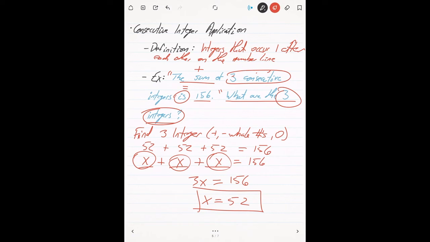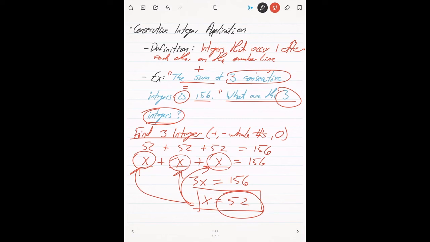So 52 is our solution. Wait a minute. We needed to find three consecutive integers, not one integer. And that's what we did here. Our problem, our plan, I should say, was structured so that way we added the same number 3 times. No, these are not 3 of the same number.